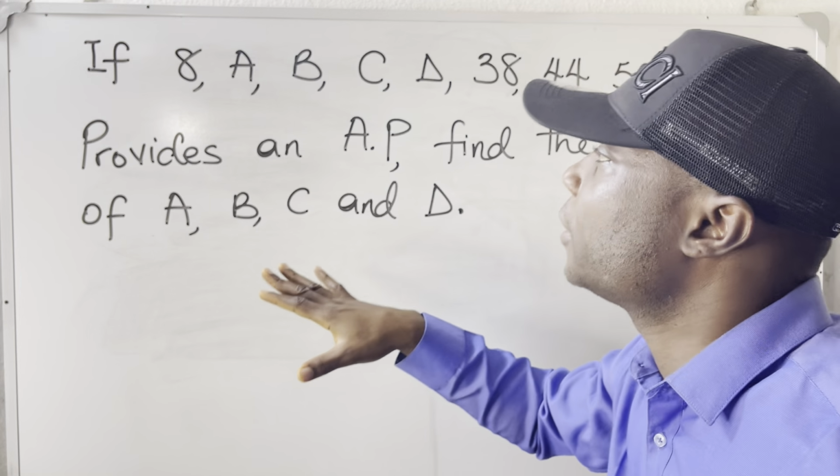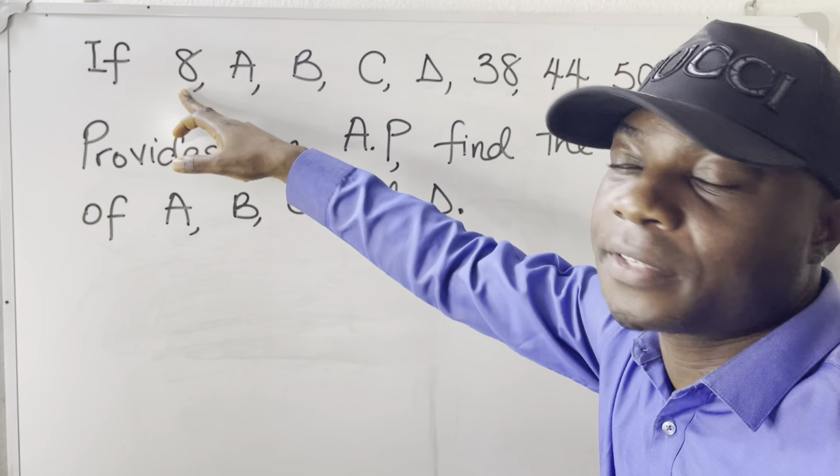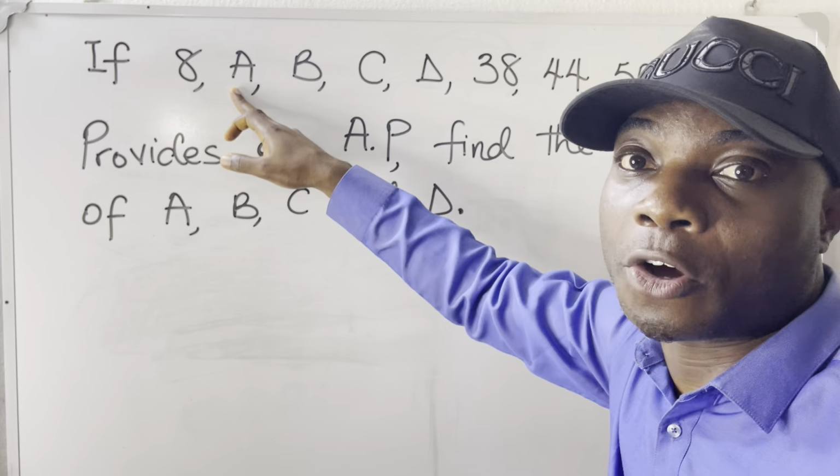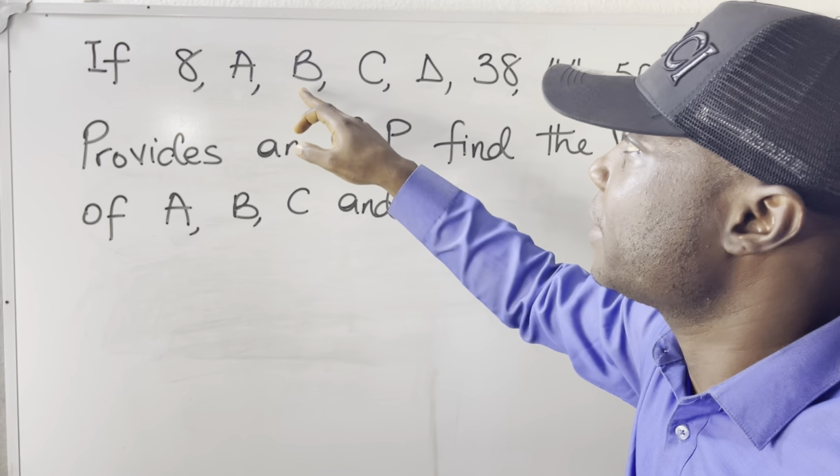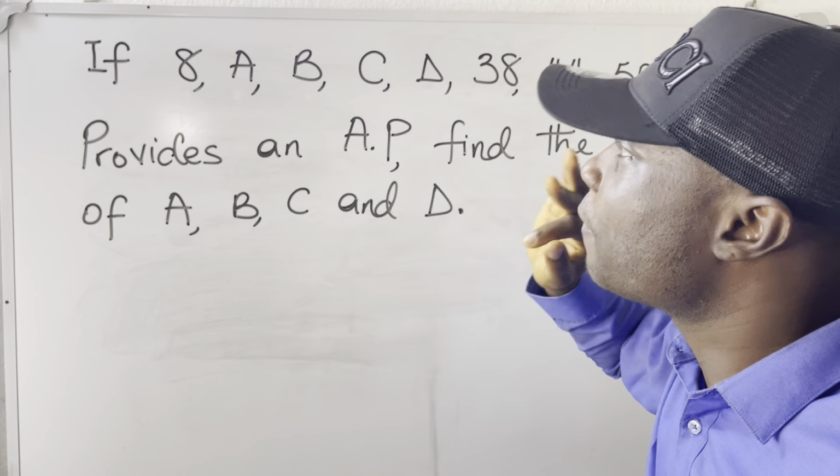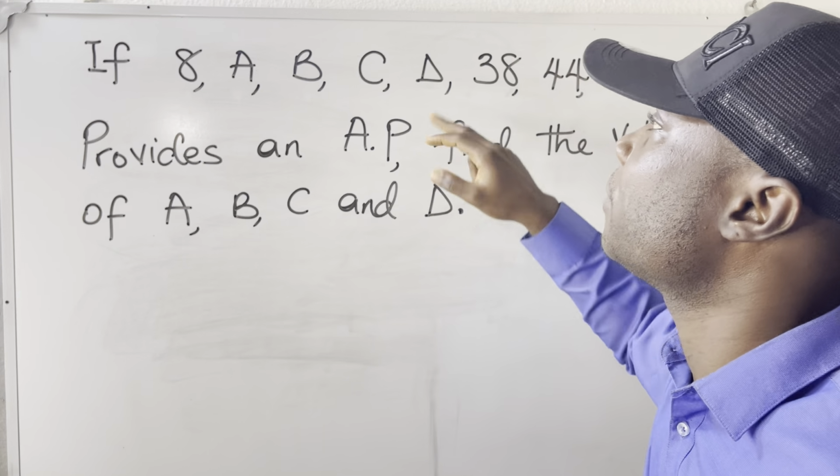From this AP, the first term is 8. The second term is letter A, and we are asked to find that. The third term is letter B. We need to find that. The fourth term is C, and the fifth term is D.